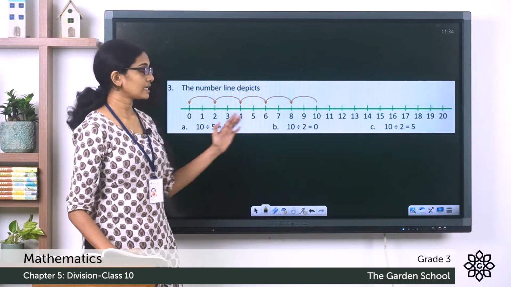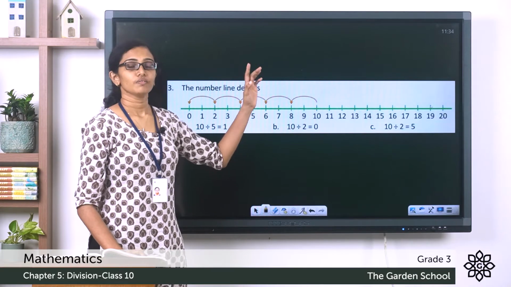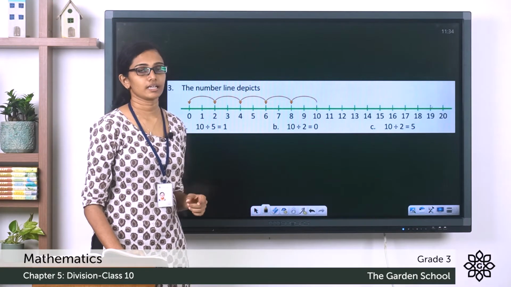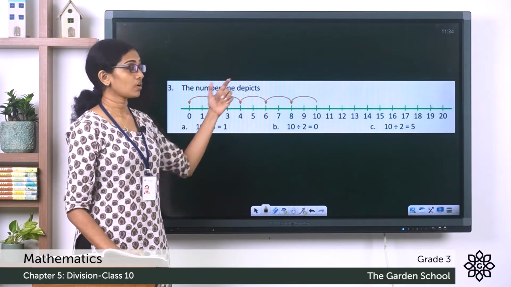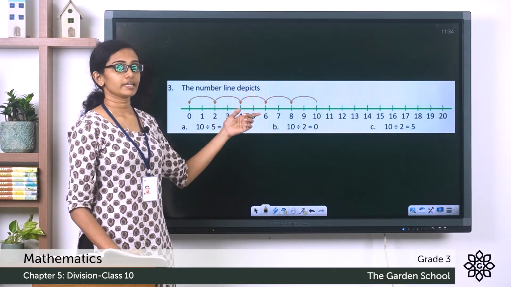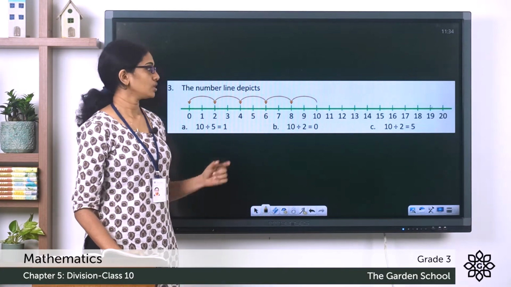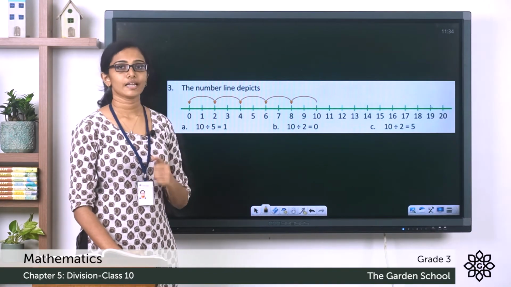So you can see a number line here and you are jumping backwards. When you jump backwards on the number line, it means you are subtracting numbers. And you can see you are jumping repeatedly, or you are subtracting repeatedly. And when you subtract repeatedly, it's called division. So what you see here is a division represented on the number line.